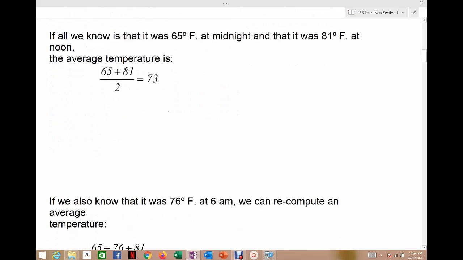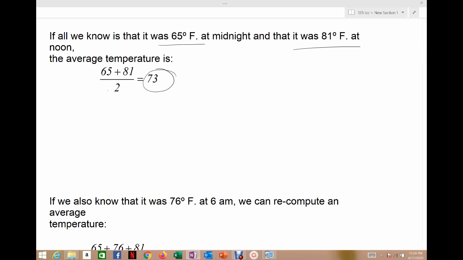Suppose that we took two temperatures. At midnight, it was 65 degrees Fahrenheit, and at noon, it was 81 degrees Fahrenheit, and I use those to average out the temperatures, which means I take my 65 and my 81, add them up, and divide by 2, and so we'd say our average temperature for that time period was 73 degrees.